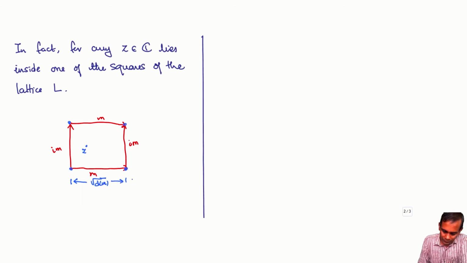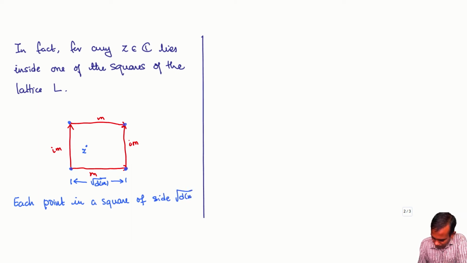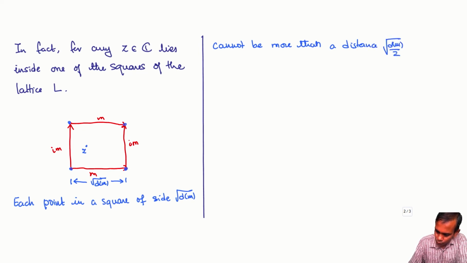Each point in a square of side square root of d m cannot be more than a distance square root of d m divided by 2 from one of the corners. In fact, the worst point is the point right at the center of the square, and that's at a distance square root of d m divided by 2. Every other point must be a smaller distance from at least one of the corners of the square.